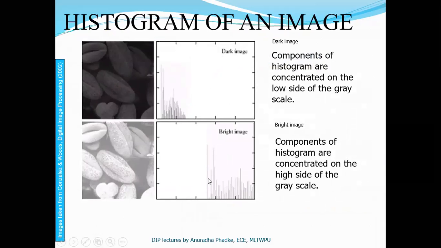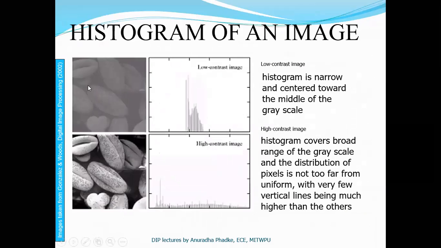Once again, these pictures are shown here. For the very first image, the components of the histogram are concentrated on the low side of the grayscale. For the second image, the components of the histogram are concentrated on the high side of the grayscale. For both these images, contrast is poor.